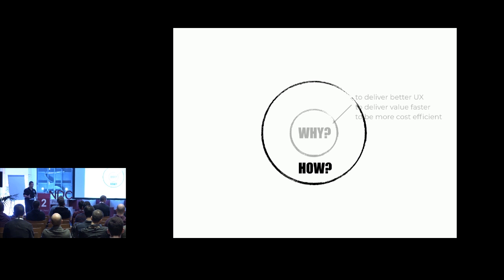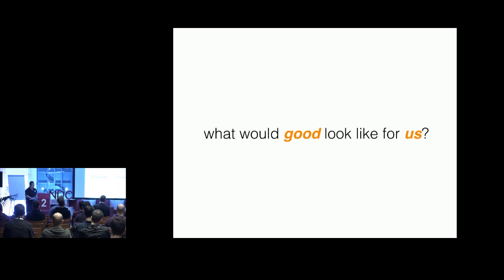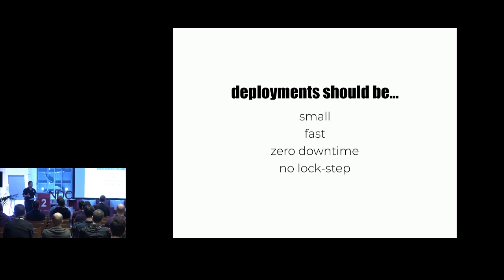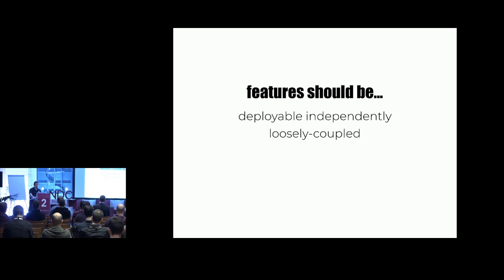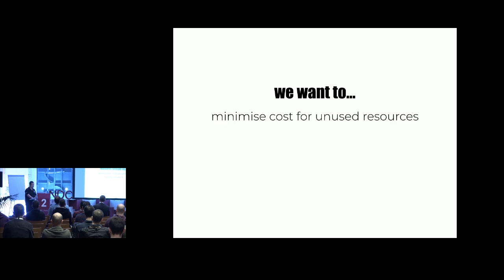And once the why is clear to us, we need to decide on the how. We need to figure out what good architecture would look like for us. Having sat down with the team, we decided that we want deployments to be small, to be fast, to have no downtime. And we also don't want to be in a situation where we have to do lockstep deployment with the client applications because of the sheer amount of coordination and stress that's involved. We also want features to be independently deployable. We want them to be loosely coupled so that every component can evolve at its own pace. And we don't want everything to have to evolve at the pace of the slowest component.